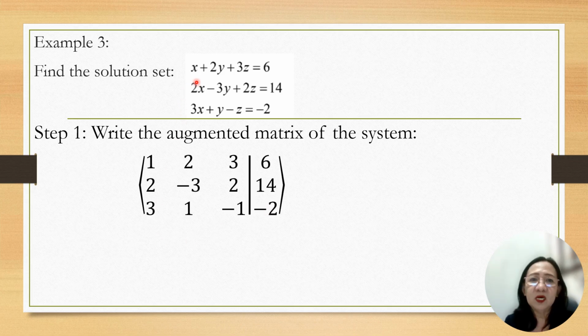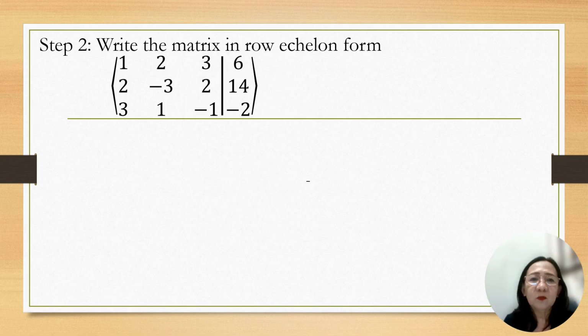Here, we have 1, 2, 3 for the variables x, y, z respectively, and 6 for the constant. The second equation, we arrive at 2, negative 3, 2 equals, that is now 14. And then 3, 1, negative 1 is equal to negative 2. So this is our augmented matrix. Let us use this augmented matrix to get the row echelon form. So what are we going to do?